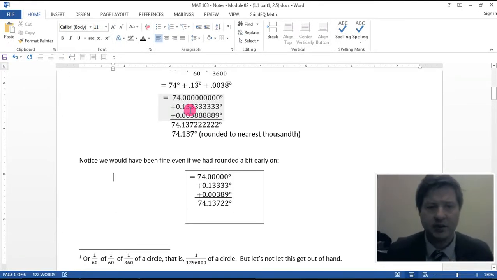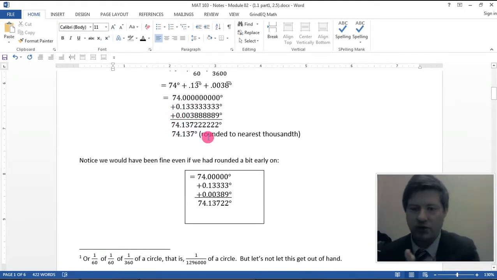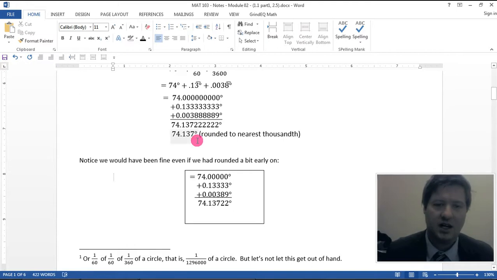So when I add all those up, I get 74.13722222222. We were asked to round this to the nearest thousandth, so that's the third decimal place. So I rounded it to 74.137. And that's it. You'll just do that a few times on your homework, and that will be a test problem.